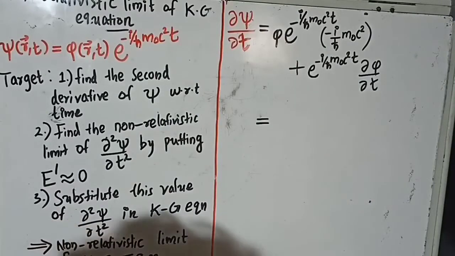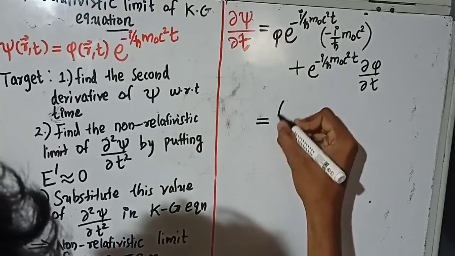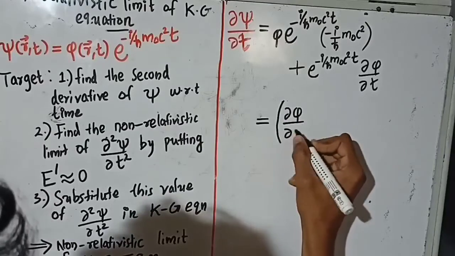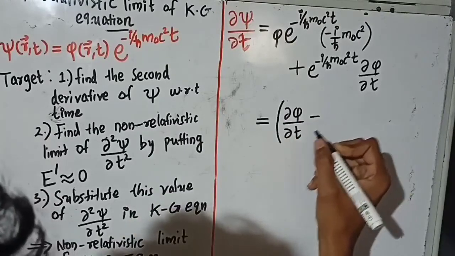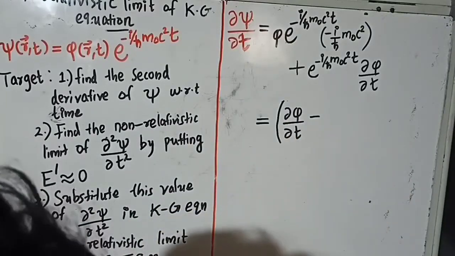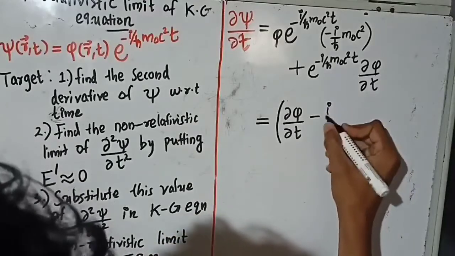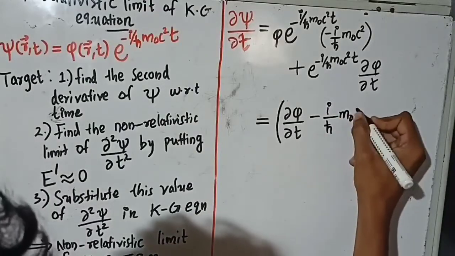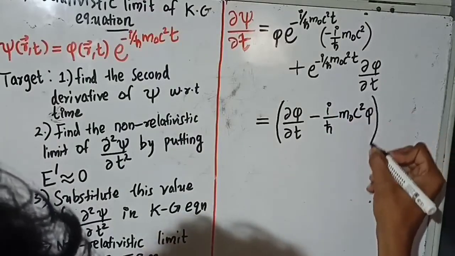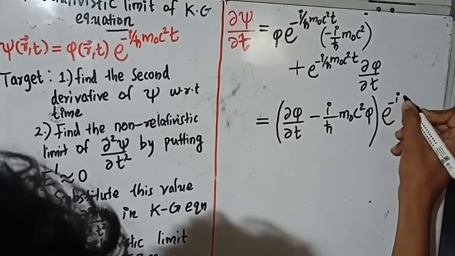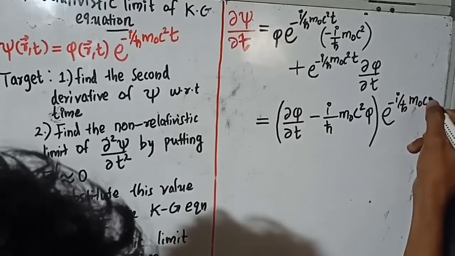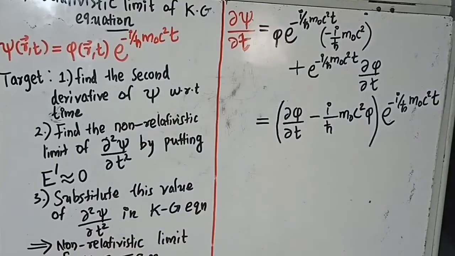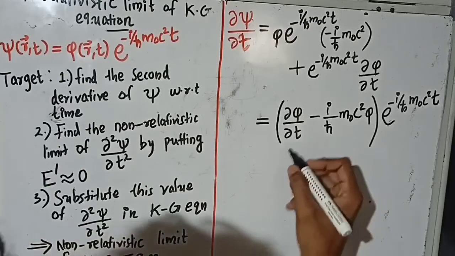Let me take the exponential part common, that gives dou phi by dou t minus i by h cross m0 c square phi, times the exponential part e to the power minus i by h cross m0 c square t. Using this equation, let us find the second derivative of psi.